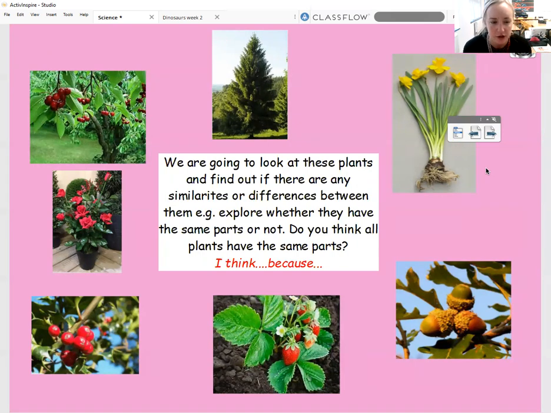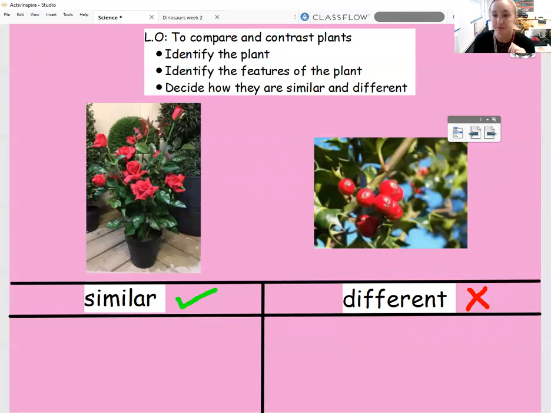So just having a look on the screen then, before we do this, do you think we're going to find that all plants have the same part? So for example, do all plants have bulbs? Have a think, does every plant on that screen have a bulb? Well, I know that every plant on this screen doesn't have a bulb. So for example, a daffodil has a bulb, but a strawberry plant grows out of a seed. So I think when we compare them in a second, that all the plants are going to have different parts, okay? So let's get started and have a little bit of a comparison.